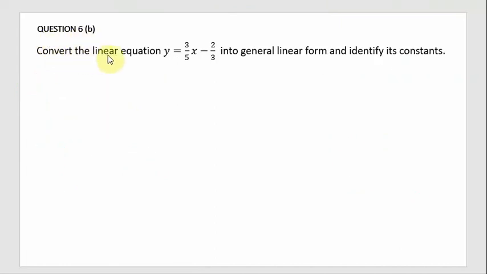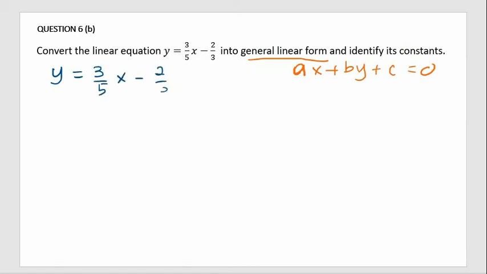Question 6. Convert the linear equation y equals 3 over 5x minus 2 over 3 into general linear form and identify its constant. Okay, what is general linear form? General linear form is ax plus by plus c equals 0, where a, b, and c are integers. So we have here y equals 3 over 5x minus 2 over 3.